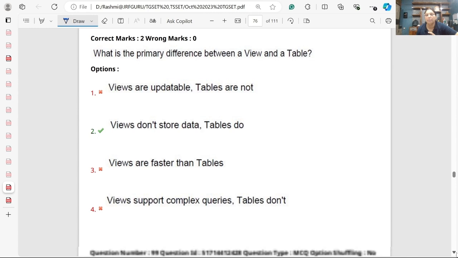Now, what is the primary difference between a view and a table? View is temporary, table is permanent. What is the primary difference? A view doesn't store data, a table does store the data.